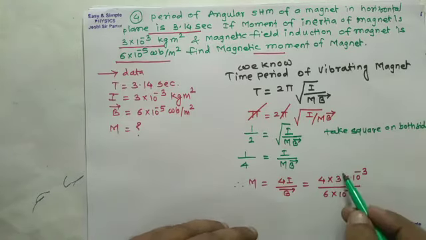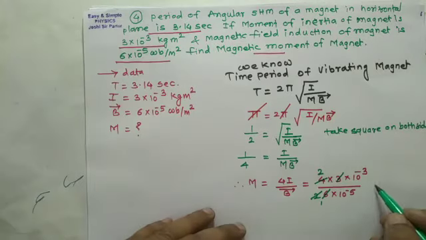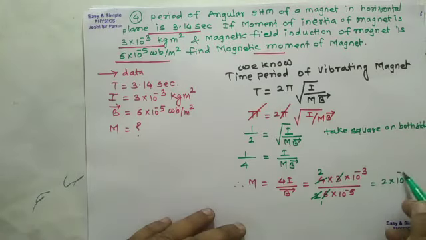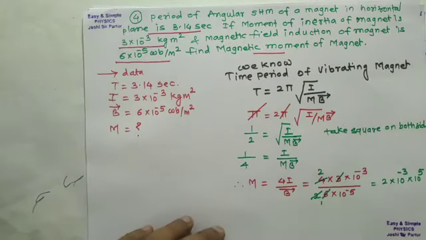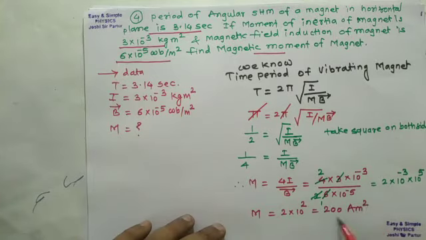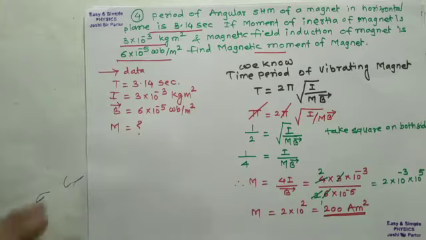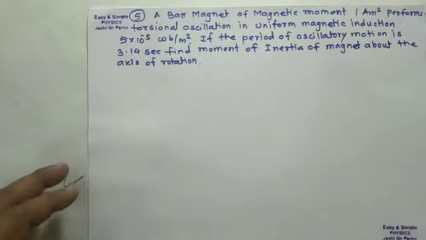What happened? 3 1 the 3, 3 to the 6, 2 1 the 2, 2 to the 4. It will be 2 into 10 to the power minus 3 into 10 to the power plus 5. So, magnetic moment will be 2 into 10 to the power 2, that is 200 ampere meter square, will be the answer for the fourth example. Again, we see another example.